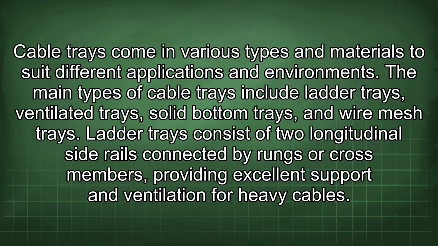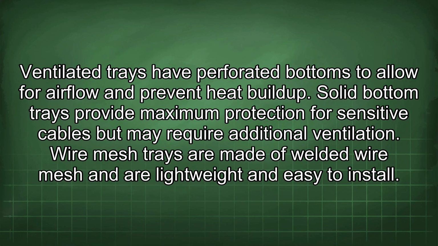The main types of cable trays include ladder trays, ventilated trays, solid bottom trays, and wire mesh trays. Ladder trays consist of two longitudinal side rails connected by rungs or cross members, providing excellent support and ventilation for heavy cables. Ventilated trays have perforated bottoms to allow for airflow and prevent heat buildup. Solid bottom trays provide maximum protection for sensitive cables but may require additional ventilation. Wire mesh trays are made of welded wire mesh and are lightweight and easy to install.